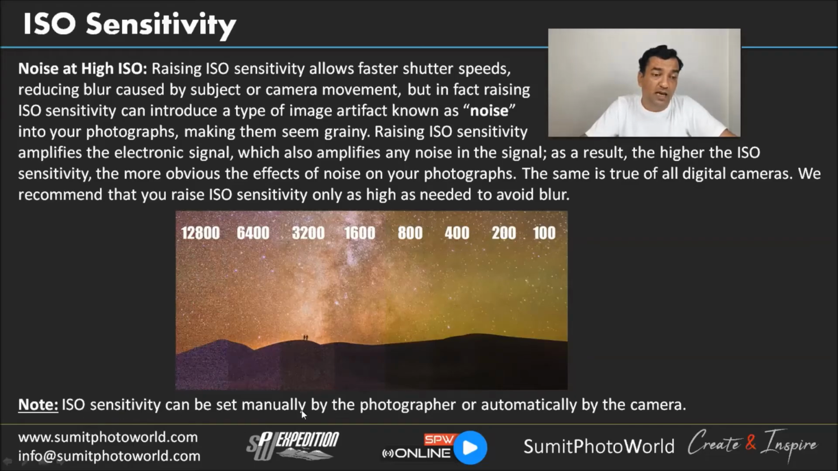ISO sensitivity can be set manually by the photographer or automatically by the camera. So we can have ISO settings set by ourselves, manual, or we can have auto ISO function enabled in the device. You can check your device manual and find the settings easily, and that's how you can set your camera to auto mode or manual. Manual is by default. Some cameras have shortcuts for that on the device buttons, and some have settings where you can use it.